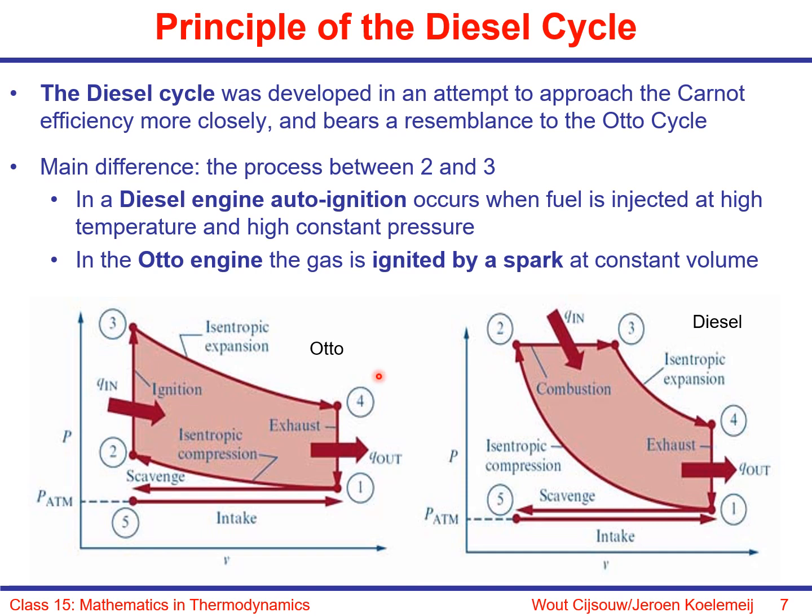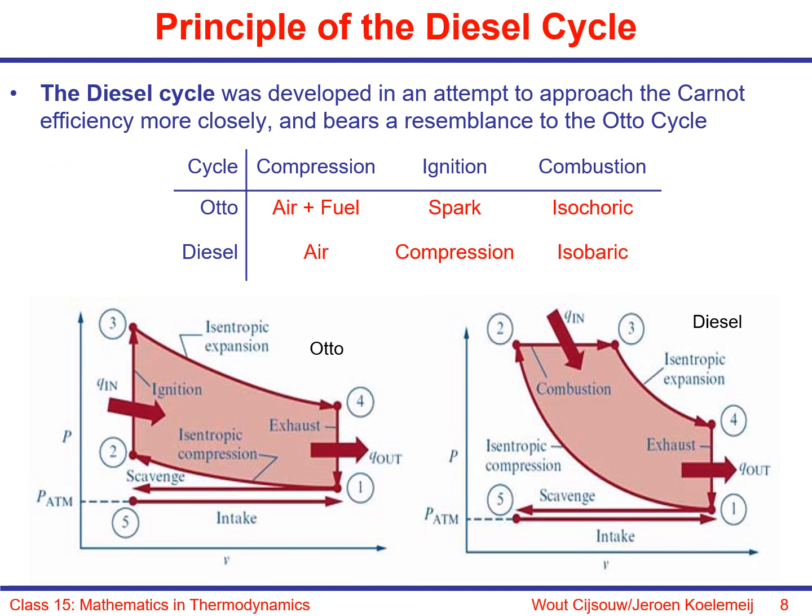You see that these things are similar except for this part here, the step from state 2 to state 3. So in a diesel engine, auto ignition occurs when you're going from 2 to 3. That happens when the fuel is injected at high temperature and high constant pressure. Whereas in the Otto engine, the gas is ignited by spark. This takes place at constant volume. So these are the two differences. Here you go straight up along an isochoric line, and here you stay on the same pressure on an isobar.